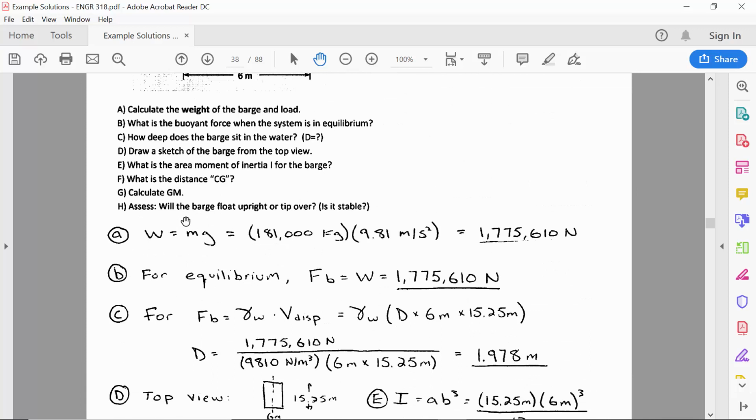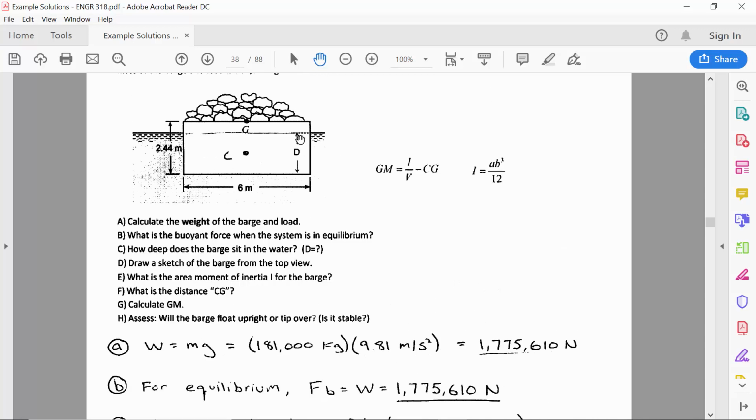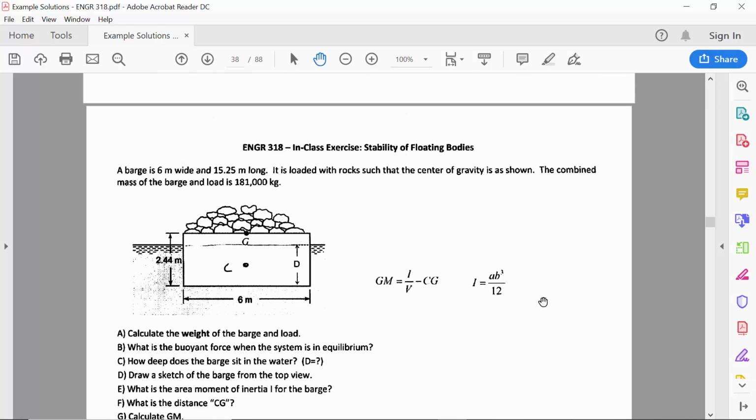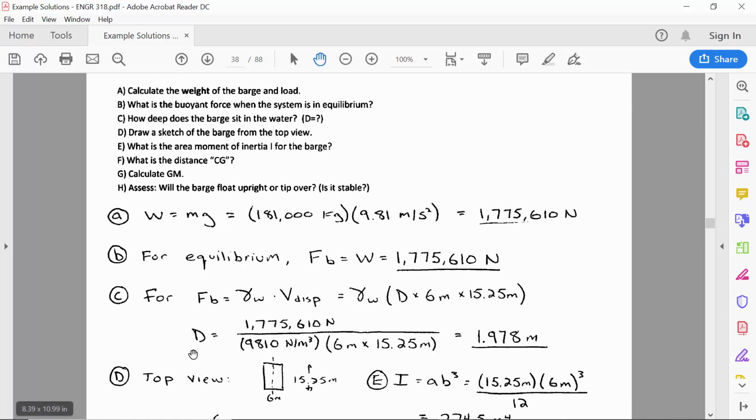All right. The weight of the barge is just based on the mass that they gave us, so 1.7 meganewtons for the weight, and if it's floating in equilibrium, then the buoyant force and the weight are equal. Then to find the depth of submergence, this parameter D, we know all of the dimensions of the submerged volume except for D. We know the width of the barge, we know its length is 15.25 meters, and so D will be the only unknown. When we solve for that, 1.978 meters is the depth of submergence.